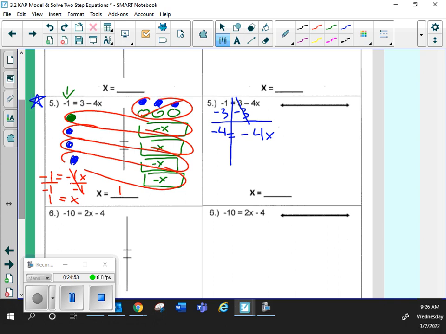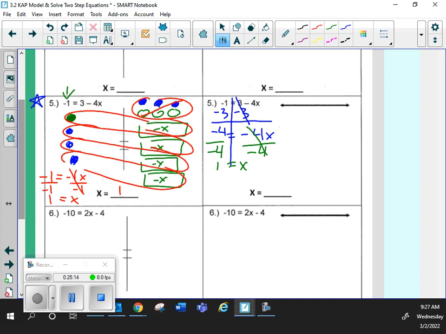To get x by itself now, I need to do what operation? Divide them both by -4. Those cancel out, I'm left with x, and I'm left with 1.